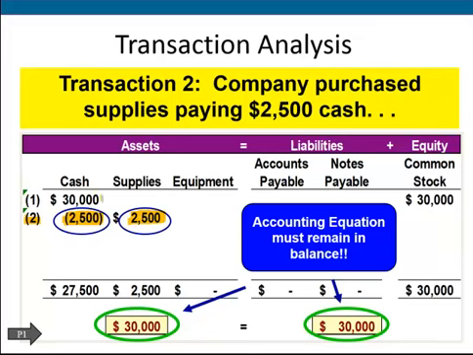If you look at total assets when we combine transactions 1 and 2, we started with a $30,000 asset increase, went down $2,500, went up $2,500. Our assets in total are $30,000. There was no change in transaction 2 for our liabilities or equity. So the only thing that happened on the other side of our equation was that equity went up $30,000. So our equation is still in balance.